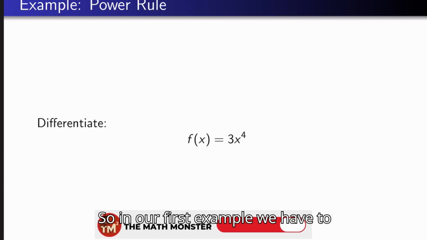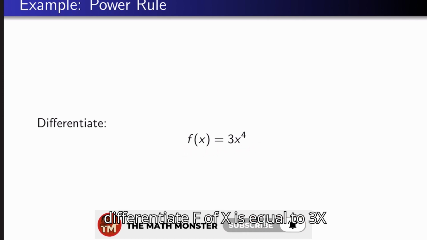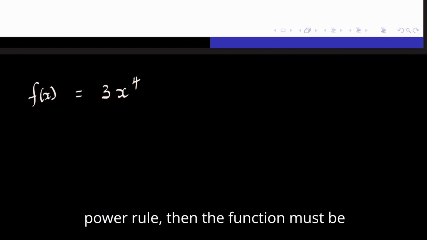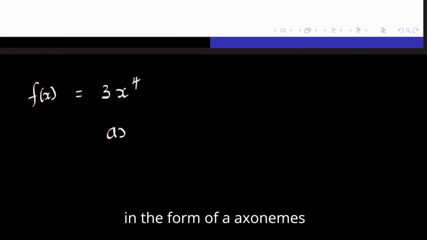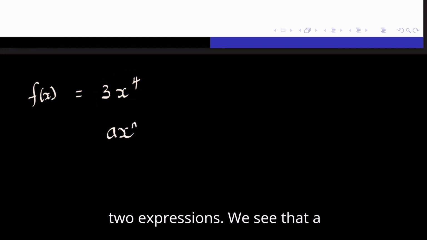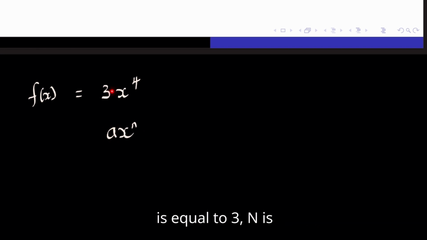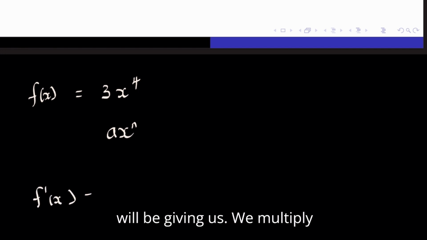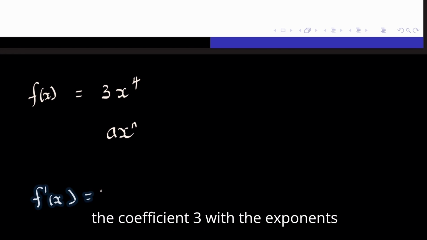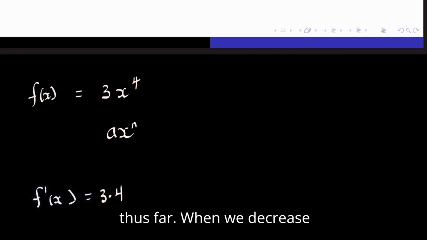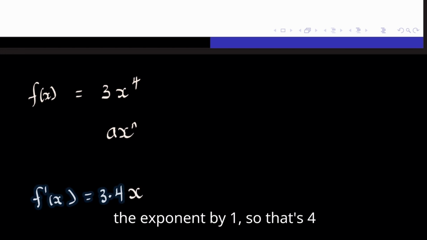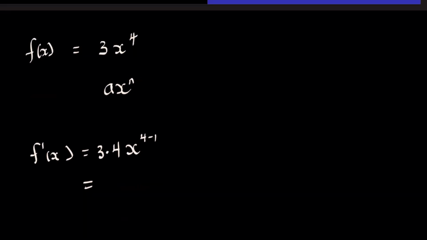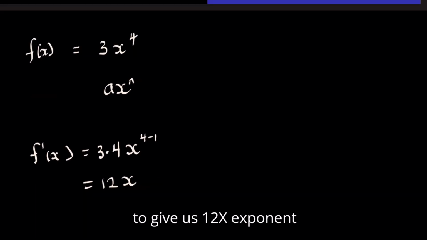1. So in our first example, we are to differentiate f of x is equal to 3x exponent 4. To differentiate a function using the power rule, the function must be in the form of ax exponent n. Comparing these two expressions, we see that a is equal to 3 and n is equal to 4. And so the derivative, that's f prime of x, will be given as we multiply the coefficient 3 with the exponent, that's 4. Then we decrease the exponent by 1, so that's 4 minus 1, which is going to give us 12x exponent 3.